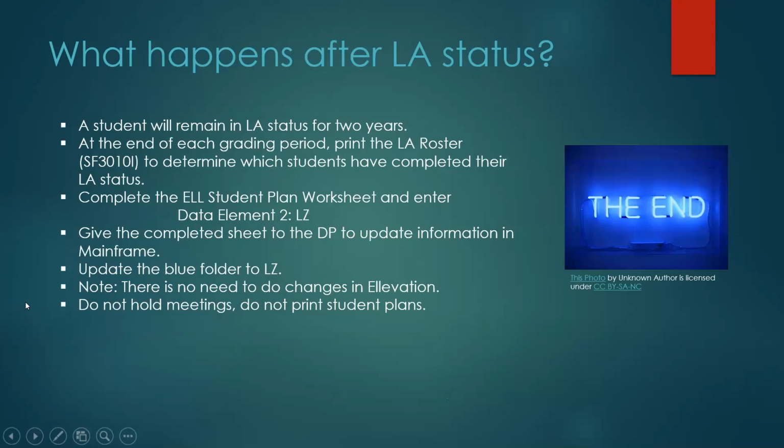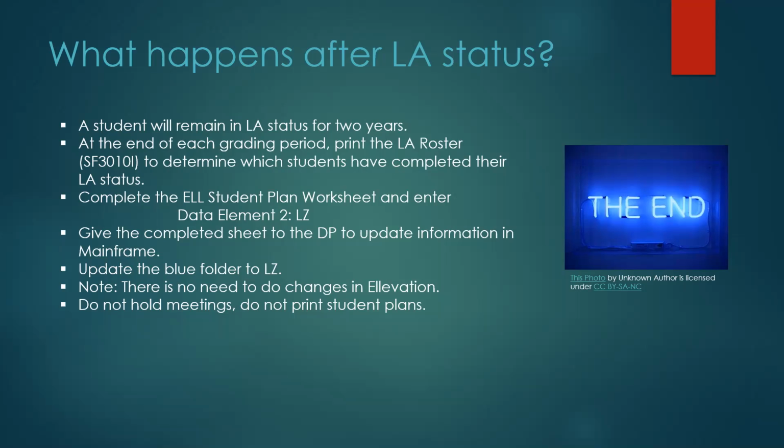So what happens after the LA status? Well, a student will remain LA for 2 years. It is highly advisable that at the end of each grading period or every time you have the LF monitoring period, you print the LA roster, which is Form 3010I. This report will give you the dates when they turned LA.